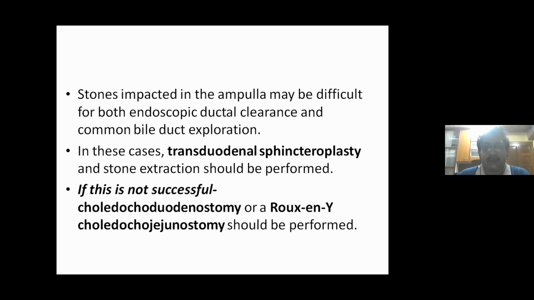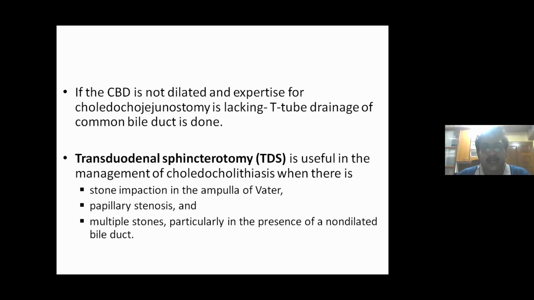Stones impacted in the ampulla of Vater may be difficult for both endoscopic ductal clearance and common bile duct exploration. In these cases, transduodenal sphincteroplasty and stone extraction should be performed. If this is not successful, choledochoduodenostomy or a Roux-en-Y choledochojejunostomy should be performed. If the CBD is not dilated and expertise for choledochoduodenostomy is lacking, T-tube drainage should be done.